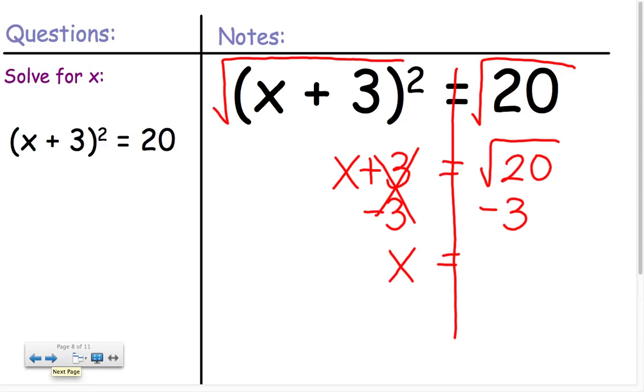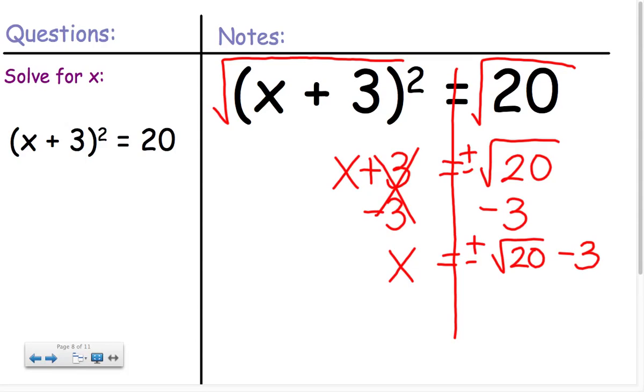So I have x equals, and then remember I took the square root of that 20, so it could be plus or minus the square root of 20, minus 3. Now people always think that it should be the square root of 17 because 20 minus 3 is 17. But if I took my calculator and found the square root of 20, and then I subtracted 3, I'd get 1.4721, a decimal that keeps going forever. If I took the square root of 17, I get 4.1231, keeps going forever. So I don't get the same answer.